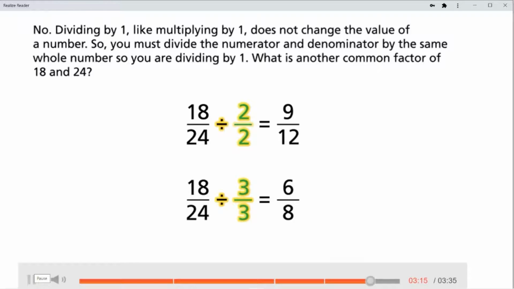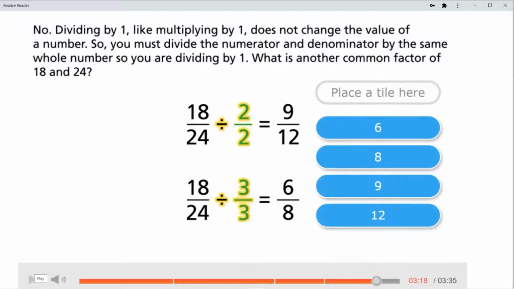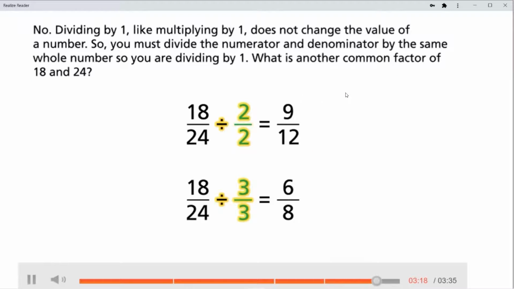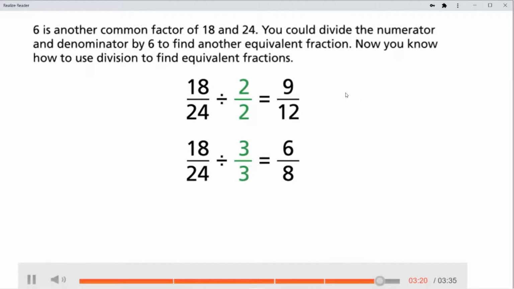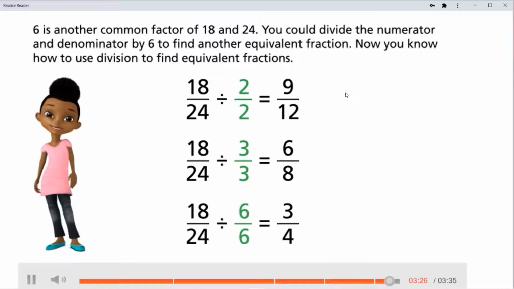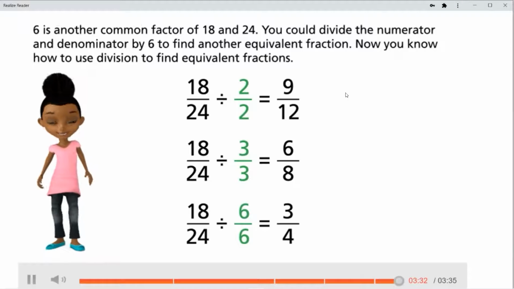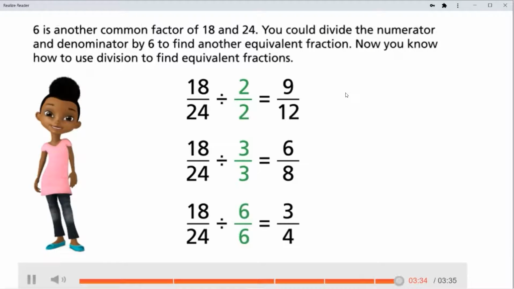What is another common factor of 18 and 24? Select your answer. Six is another common factor of 18 and 24. You could divide the numerator and denominator by 6 to find another equivalent fraction. Now you know how to use division to find equivalent fractions.